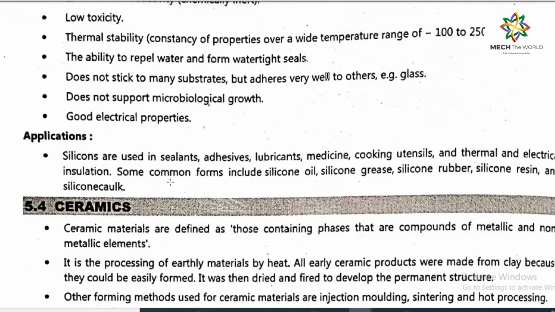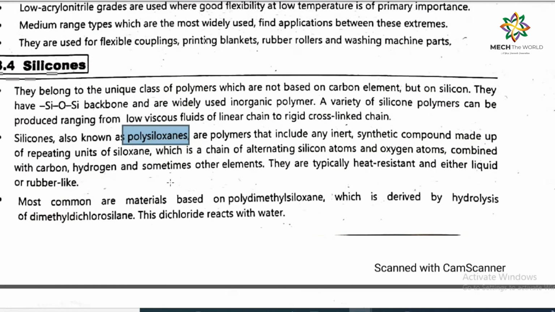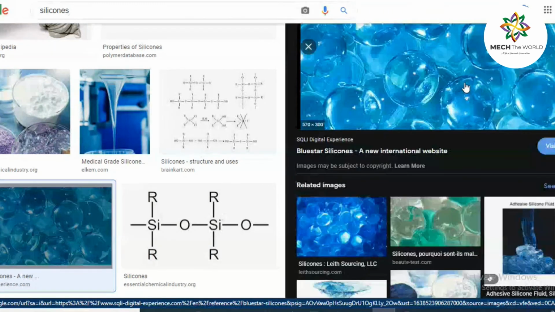If we talk about the applications, silicones are used in sealants, adhesives, lubricants, medicines, cooking utensils, and thermal and electrical insulations. Some common forms include silicone oil, silicone grease, silicone rubber, silicone resin, and silicone caulk. So these are the different applications of silicones. So the material used to make these water bubbles is nothing but your silicones.